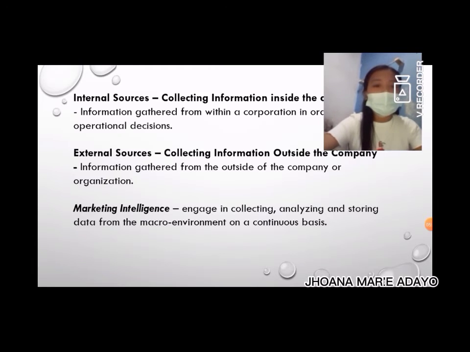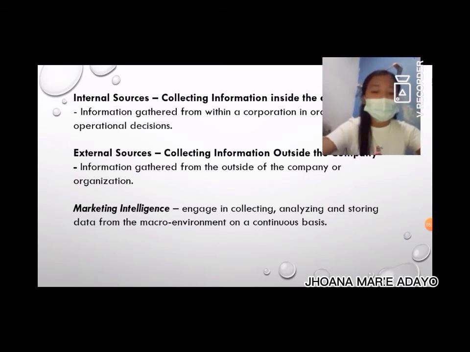So internal sources, collecting information inside the company. In internal sources, there are documents such as operation documents, financial documents, management documents, salesperson generated data, and marketing documents. This data is important for determining if the company's existing plans are effective or if changes should be made.